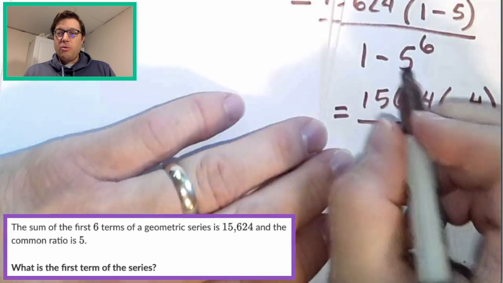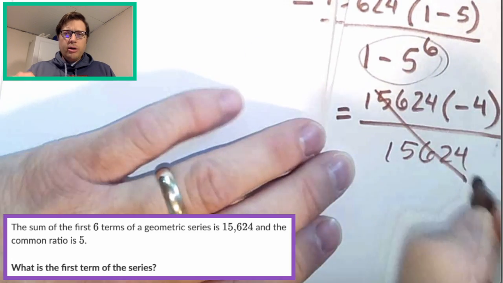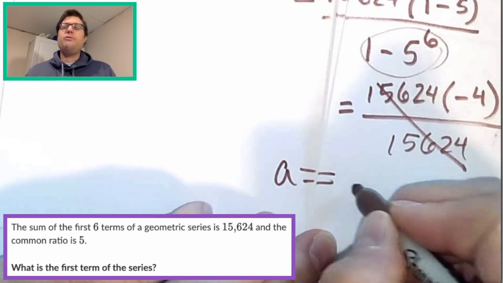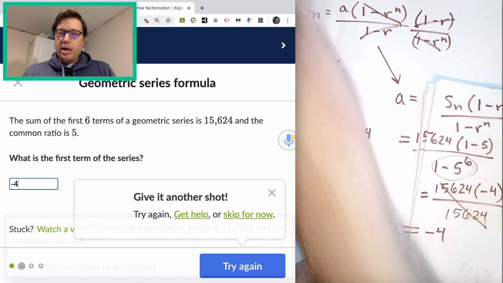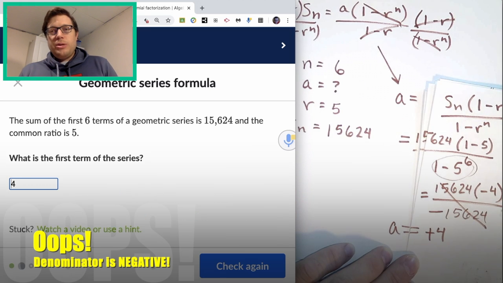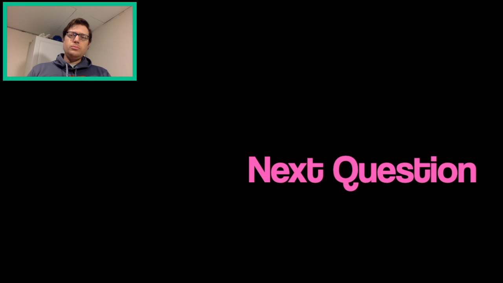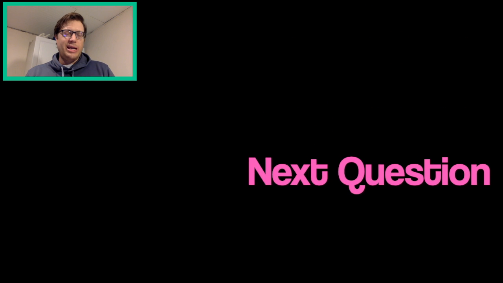15,624 times -4. There's a little error here, and you'll see me comment it. That should be a negative 15,624 because it was 1 minus. So make the denominator negative. That makes the 4, the initial value, positive. Next question. Once again, just kind of setting it up.